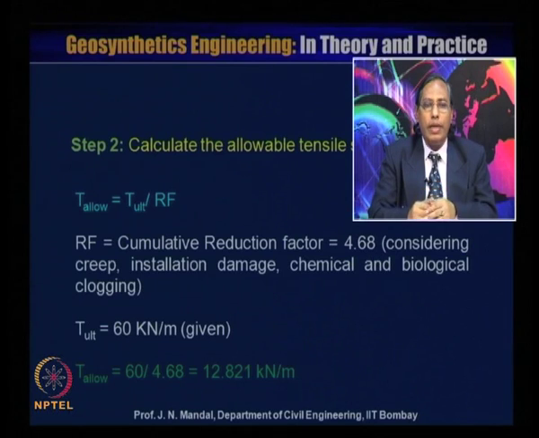So, we know that T ultimate is equal to 60 kilonewton per meter, given. So, T allowable will be equal to 60 by the cumulative reduction factor 4.68. So, it will give 12.821.